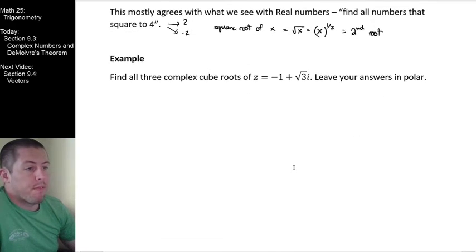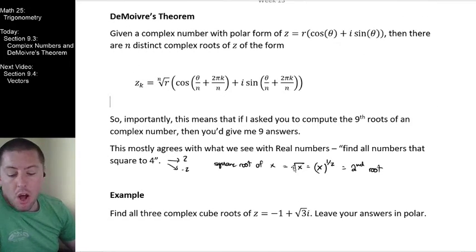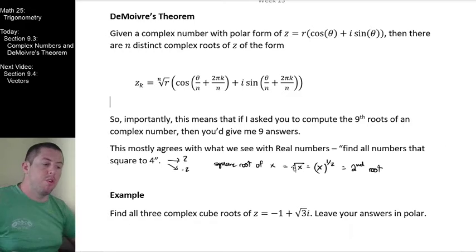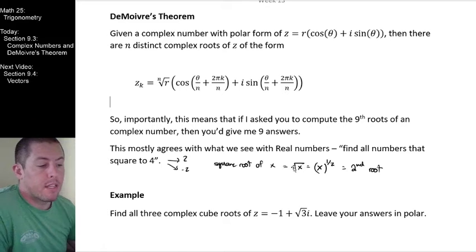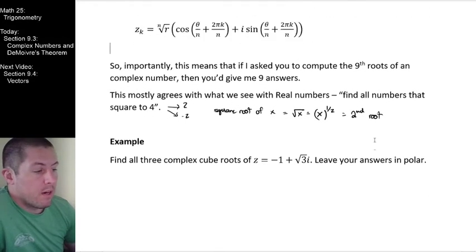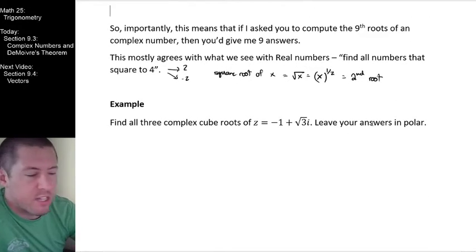So let's wrap up with our final example today: let's find all 3 complex cube roots of the complex number -1 plus √3i right here. So as our last example, let's do this. What we're going to do is basically like we did before. Let's convert to polar, apply the power, and then we can just leave it in polar.